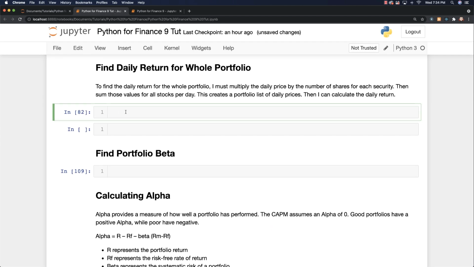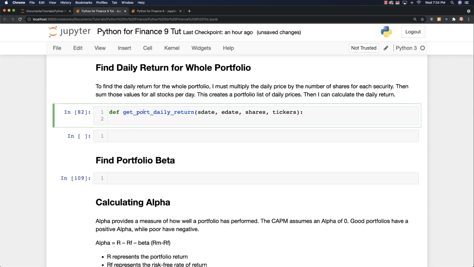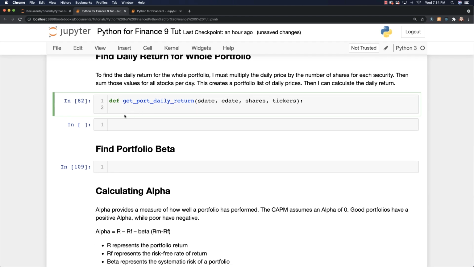So now what I want to do is I want to be able to find the daily return for the entire portfolio. So this is going to be useful to make even more dramatic calculations. So I'm going to go and call this get port daily return. And I'm going to get the starting date. I'm going to get the ending date. I am going to get the number of shares and the tickers, just like I did previously. Need to know how many of each of the shares to get.